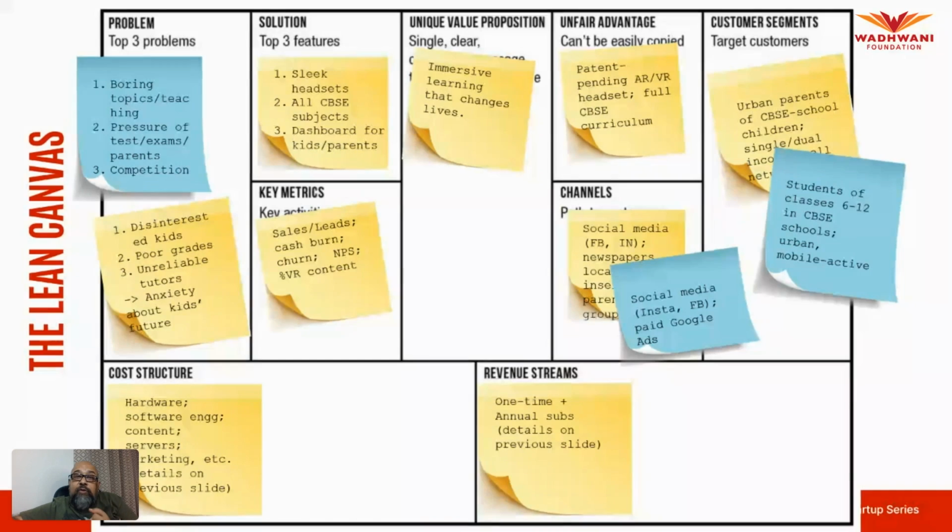While writing that, they also figured out their unfair advantage. Now, I said last time, if you remember, that patent pending is not really an unfair advantage. But this is the lean canvas of the entrepreneur, so I am no one to question, but I am supposed to tell them that your patent pending AR/VR headset is an unfair advantage only until no one else patents it before your patent gets approved, right? Then how will it be an unfair advantage?